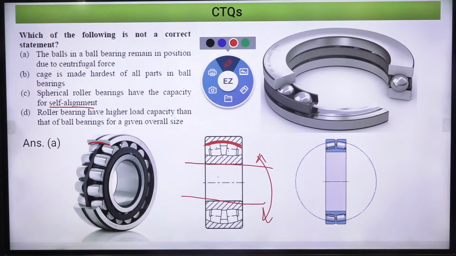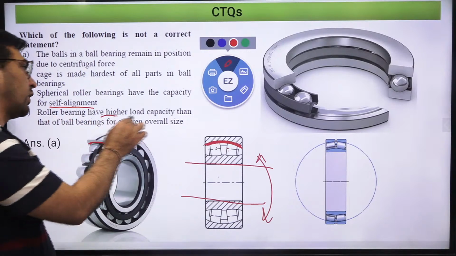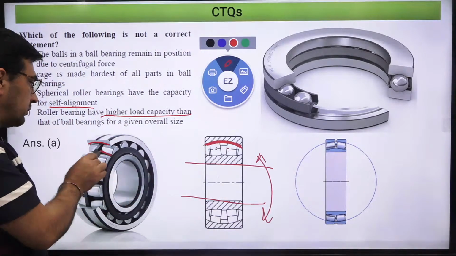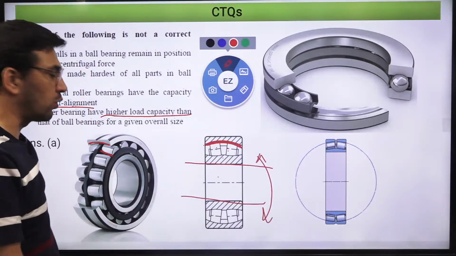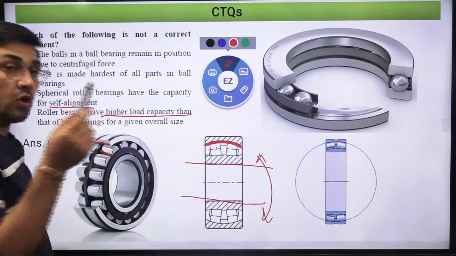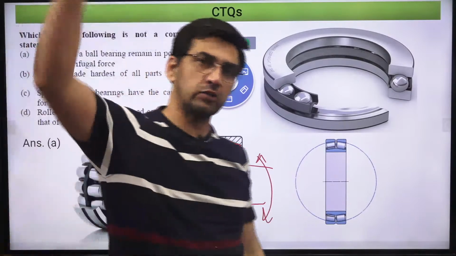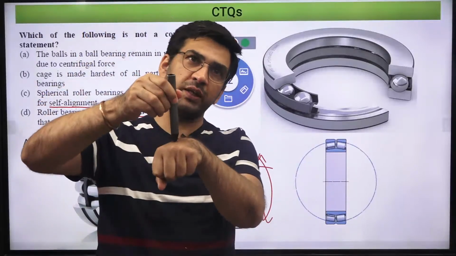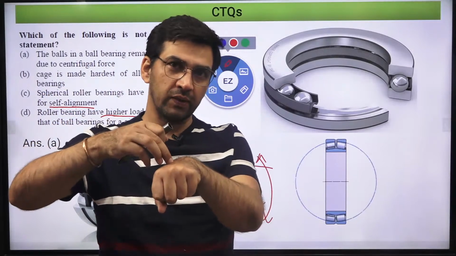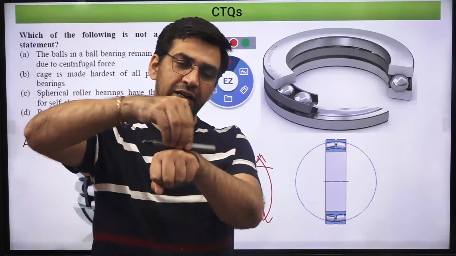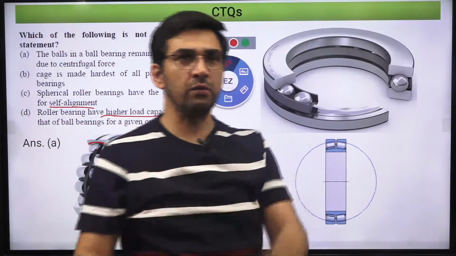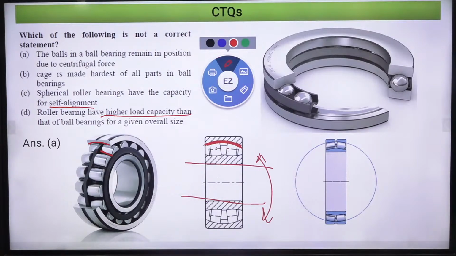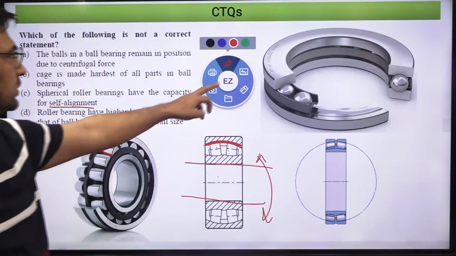Roller bearings have higher load capacity than that of ball bearings for a given overall size. You can get the idea, because why? Roller bearings have higher load capacity because there is a line contact, whether it is a spherical roller or a cylindrical roller, compared to ball bearings. Ball bearings always have point contact, so when load acts, it is acting at a point. Think of a situation where the whole load is acting at this point on my hand, so I am going to feel the pinch over here. But if the same load is applied this way, it gets distributed along the line. So which one is going to have more load carrying capacity? You will say roller bearings have the higher load carrying capacity. So these statements are correct.